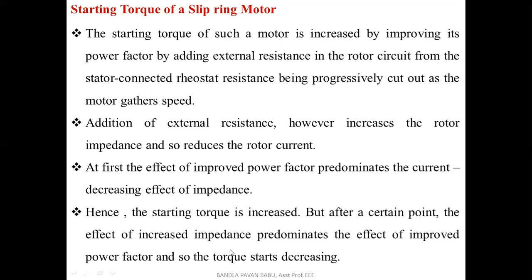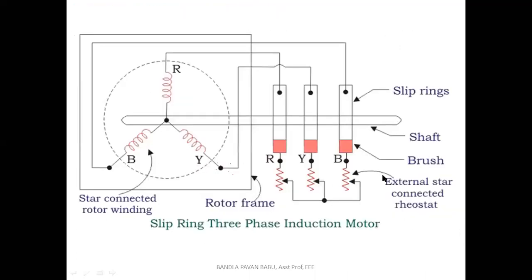Hence the starting torque is increased, but after a certain point the effect of increased impedance predominates over the effect of improved power factor. So the torque starts decreasing. At the starting itself the self-starting torque will be high, but it cannot be continued for a certain period of time, because the impedance may rise and lead again to a reduction of the torque. So this is the justification of the slip ring rotor and squirrel cage rotor torque development.